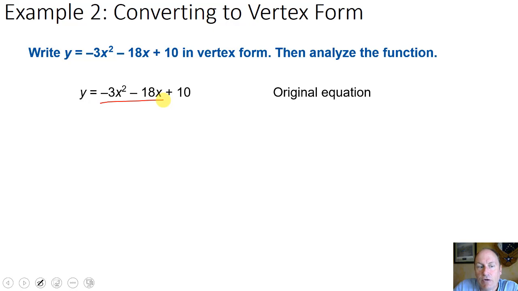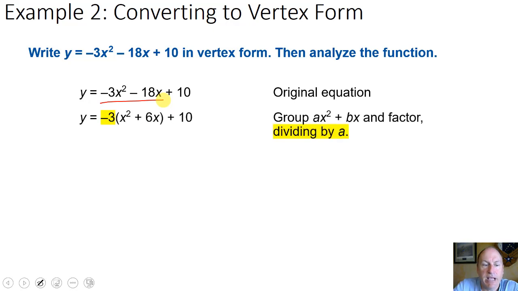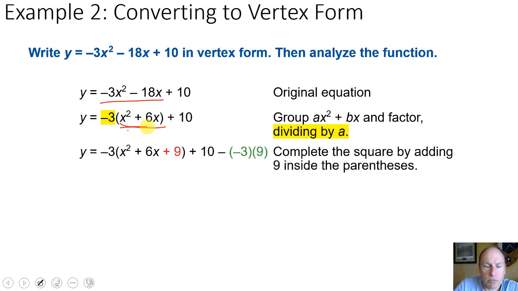We do need to factor out the negative 3, so we can wind up with a 1 term for the a. If we take a negative 3 out, it becomes negative 3 times the quantity x squared plus 6x plus 10. Now we can complete the square on this part right here, the x squared plus 6x. So we're going to divide 6 by 2, and we get 3, and then square that, and we get 9. So we're going to add 9 here.